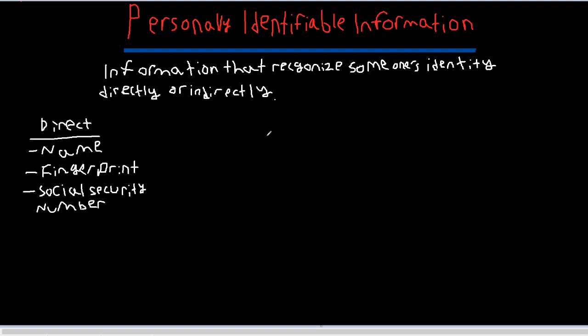Now let's go to some indirect information. So what do you think indirect information is? It's not going to link you directly to someone's identity. You're going to have to do a little more research. So some indirect information may be a person's phone number. Something else that's indirect is an age. That's a very broad piece of information right there. A lot of people are the same age as someone.